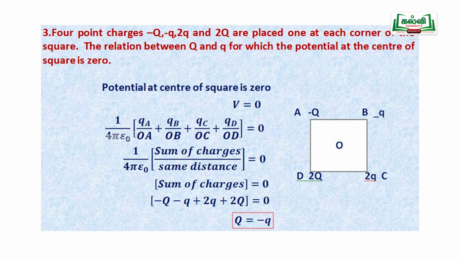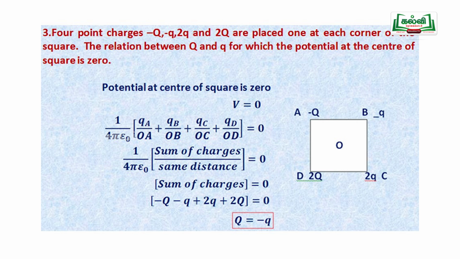It is somewhat different from the previous problem. Here what they are asking, 4 charges minus q, plus 2q and 2q are kept at the corners of the square. You are asked to find out what is the relation between capital Q and small q provided the potential at the center is 0. Potential at the center is 0, it is given.